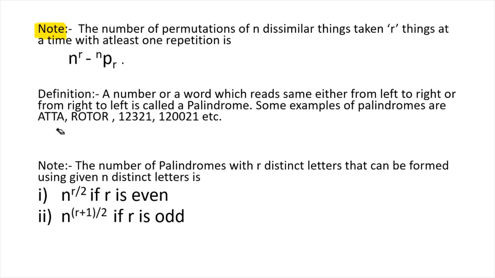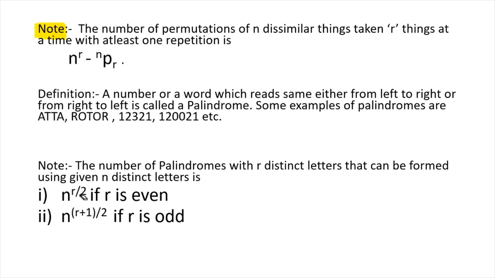Next, we have looked into the definition of palindrome. A number or a word is said to be a palindrome if it reads the same from left to right or from right to left. And we have given a few examples: ATTA, ROTOR, 12121 and so on.